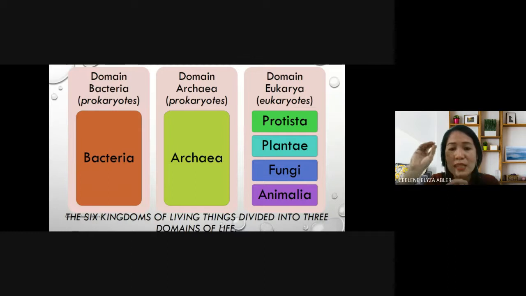Okay, so most likely din, ang ibang protesta, nalalagay na sila sa Bacteria or Archaea. Depende na din kasi very vague ang classification sa protists. And those are ripe for studying, especially if you want to study living organisms. Sila yung pinaka-misunderstood, the protists. Okay? So, those are the domains of life and the six kingdoms of living organisms.